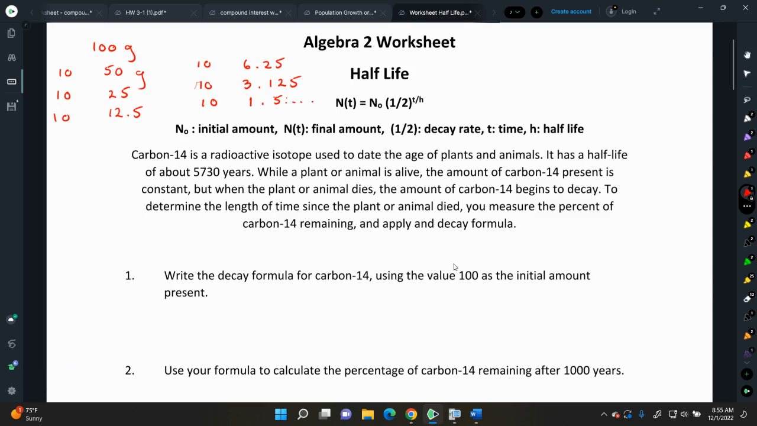Will I ever have zero substance? No. It's going to continue to get half. So this is going to be a decay function. If I were graphing it, it would look like this.